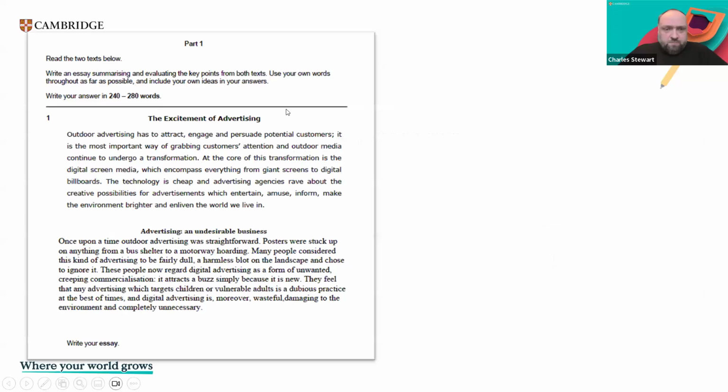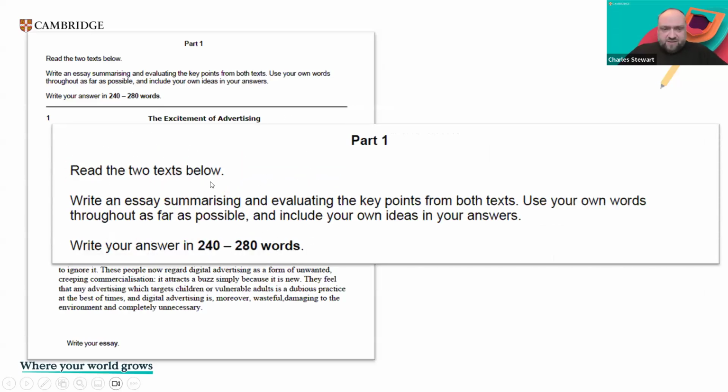So if we look at part one, in part one, there are two texts. Each text is around 100 words. And they want you to write an essay summarizing and evaluating the key points from both of the texts, using your own words and your own ideas, and writing 240 to 280 words. Okay, how important is it for you to keep to this word count? I would say it's very important for you to keep to this word count.